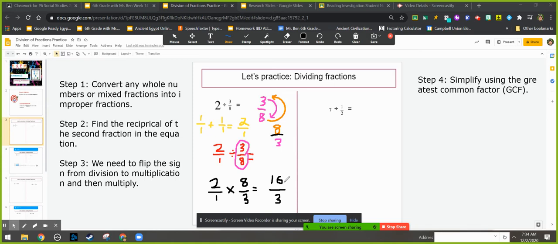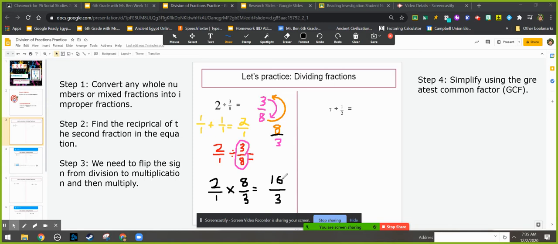Unfortunately, this is not yet simplified. We can think about how many times 3 goes into 16. Now, 3 times 6 is 18. 3 times 5 is 15. So it doesn't quite go into 16 evenly. So really, all I have to do in this case is just put it back into a mixed number.